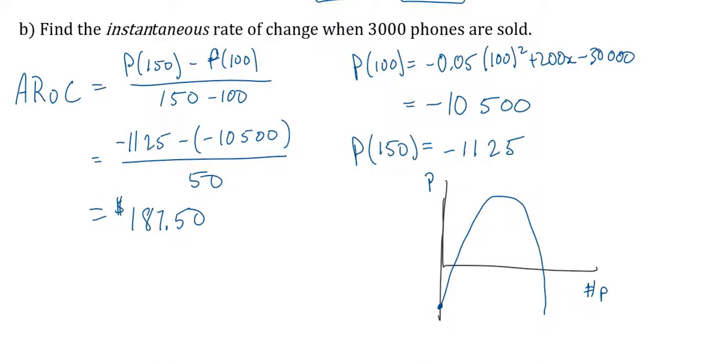See, this is what I mean. It's a little strange. So this is the average rate of change between 100 and 150 phones. They profited 187.50 per phone. The total amount of profit they earned is more than that. But the average per phone was 187.50. So this is profit per phone.